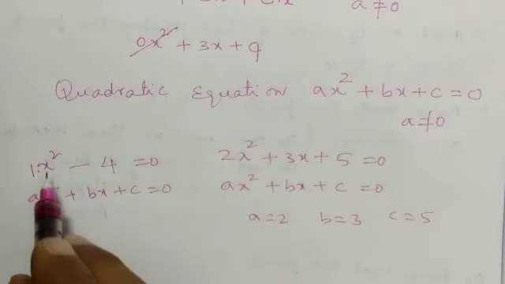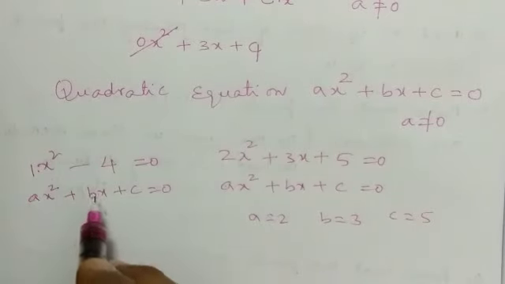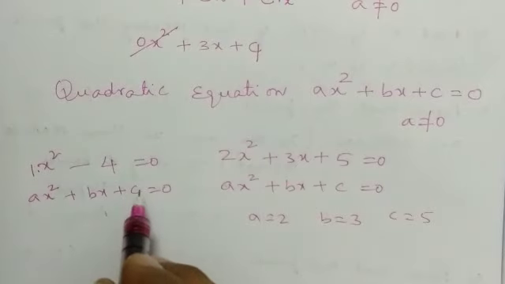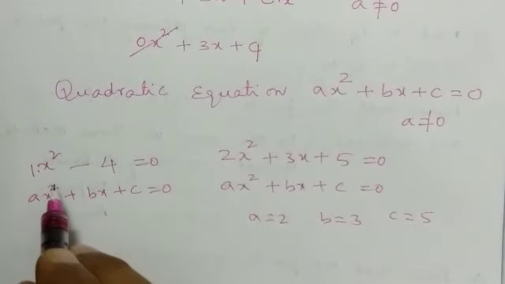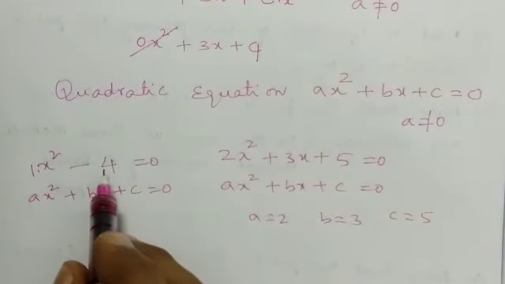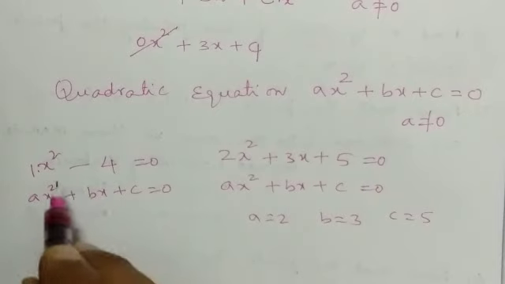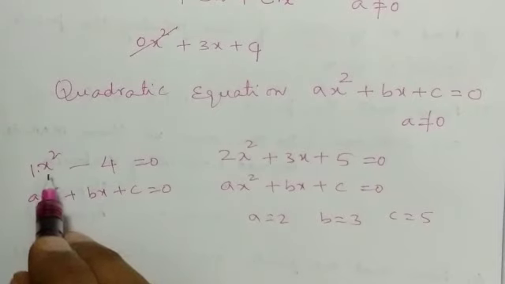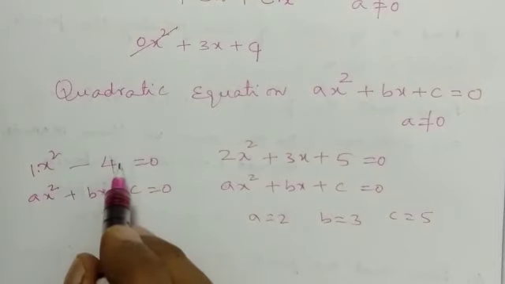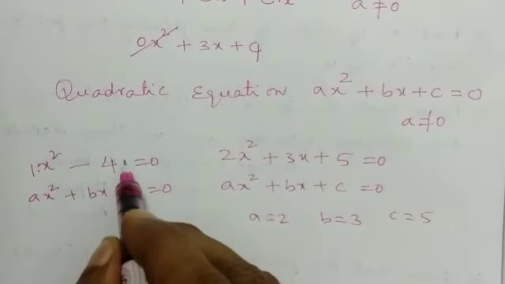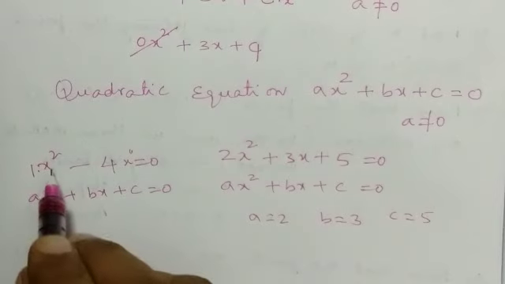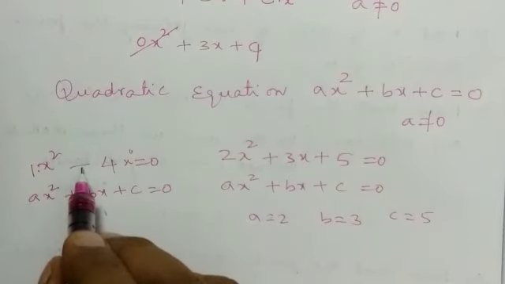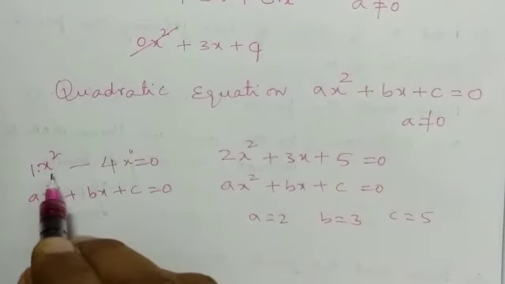See here, you are having x square and there is no x term, you are having a constant. Why do you call it quadratic? Because of the highest power of x. What is the highest power of x here? Here there is no x term, which means its power is 0. You are having x square, so the highest power of x is 2.